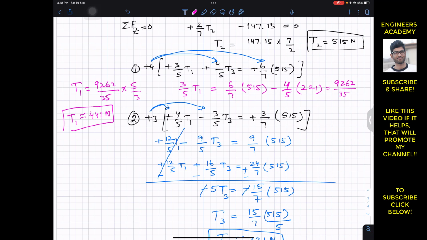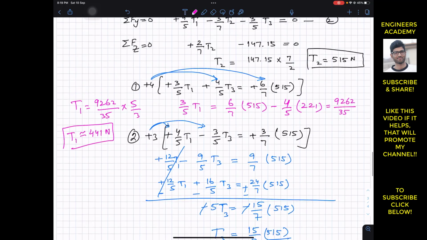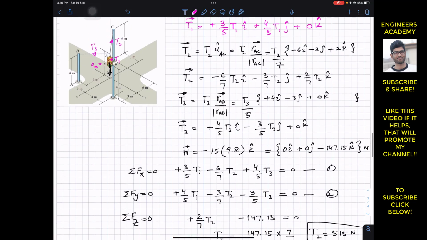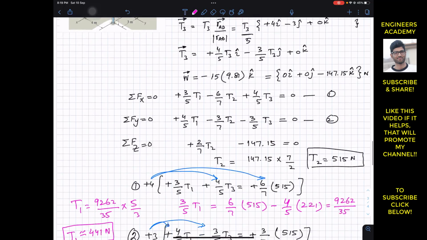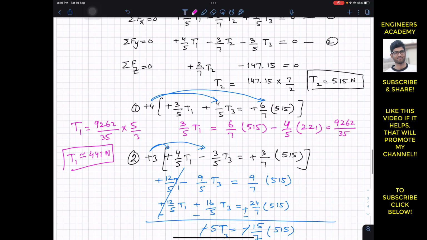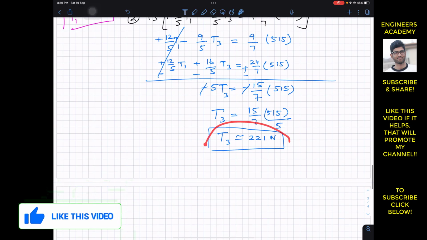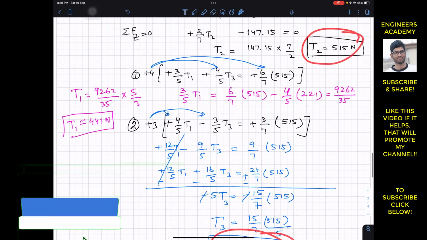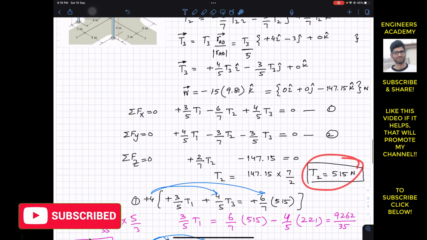So we were required to find the magnitudes of T1, T2 and T3 when the mass of the traffic light is 15 kg. So now T1 is approximately 441 newtons, T2 is approximately 515 newtons, and T3 is approximately 221 newtons. So this is the solution of this particular problem.